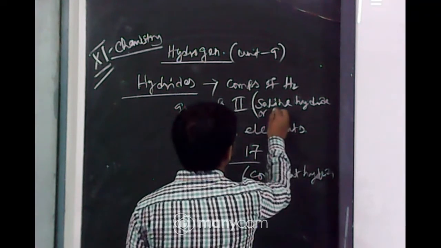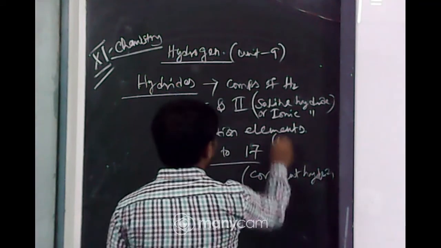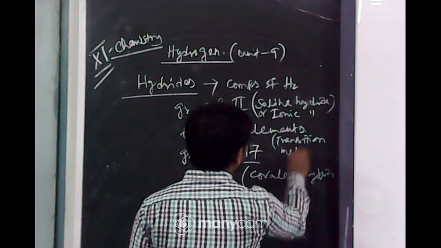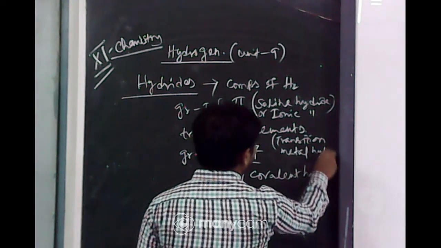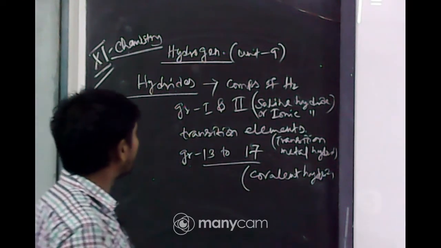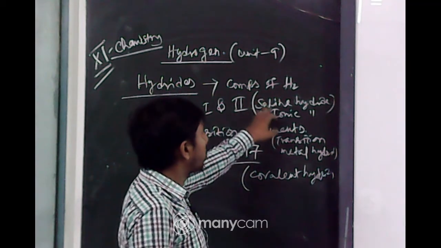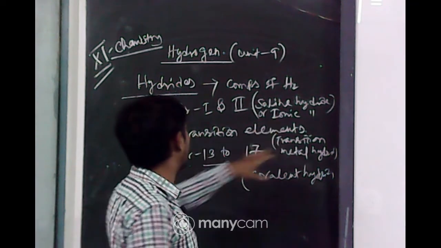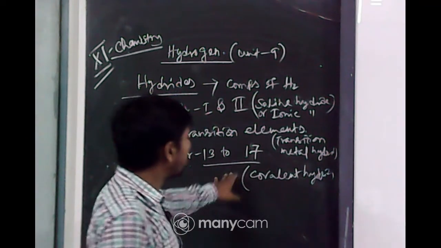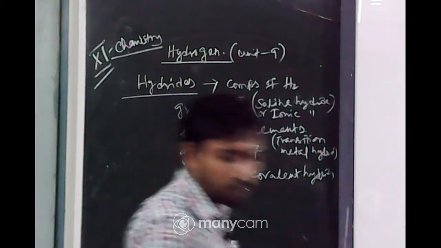This is saline or ionic hydride, and this is the transition metal hydride. Clear? So, three types of hydride are formed, that is the compounds of hydrogen. Group 1 and 2 generally form the saline or salt-like hydride or ionic hydride. Transition elements form transition metal hydride. Group 13 to 17 form covalent hydride. They are formed by covalent bond formation.